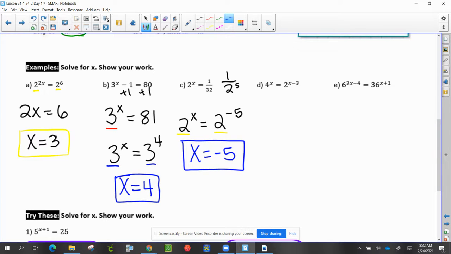Okay, let's look at 2 more together, and then you guys are going to try a couple. So D, I have 4 to the x power equal 2 to the x minus 3 power. So 2 is going to be my base, okay, because that's the smaller number. Always use the smaller number for your base. So 2 to the x minus 3 is not going to change. But I need to change this 4 to become base 2.